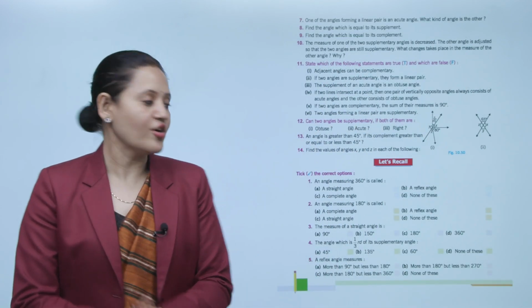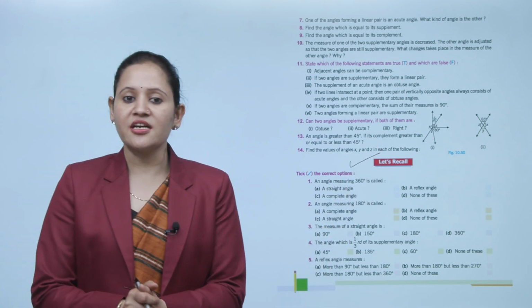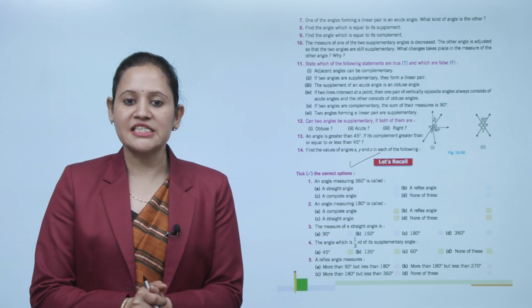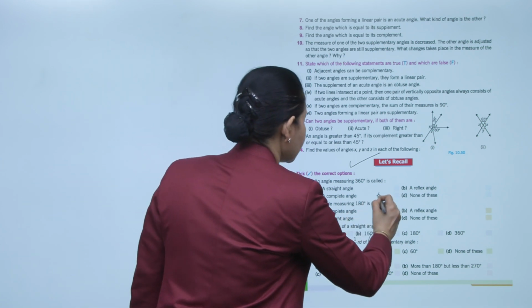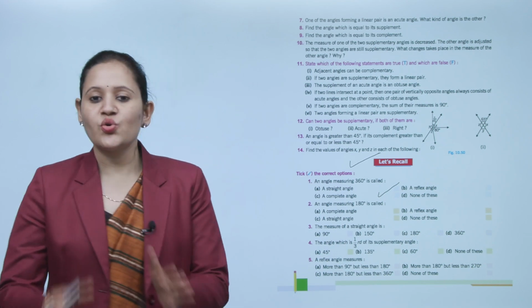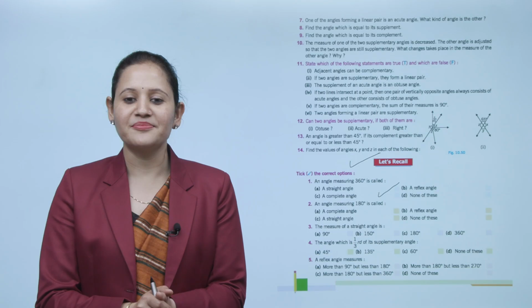Next is, let's recall. Take the correct option. An angle measuring 360 degrees is called a complete angle. So C is the correct option here. So here we end the chapter. I hope you understand it well. Now you have to practice it.